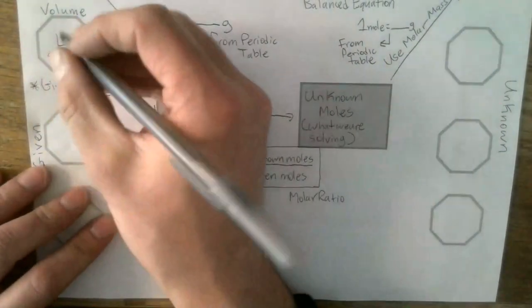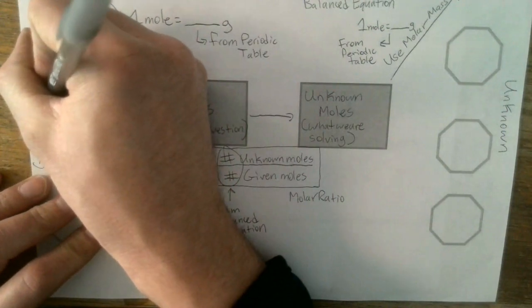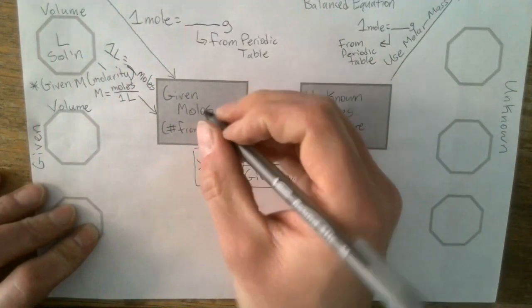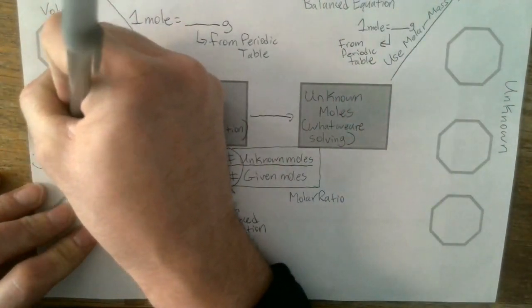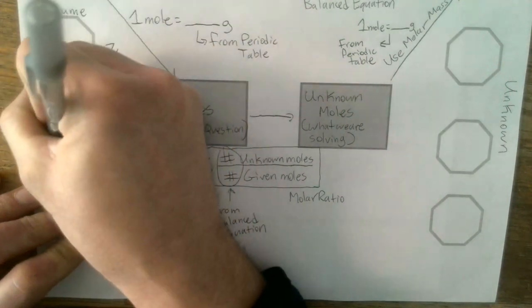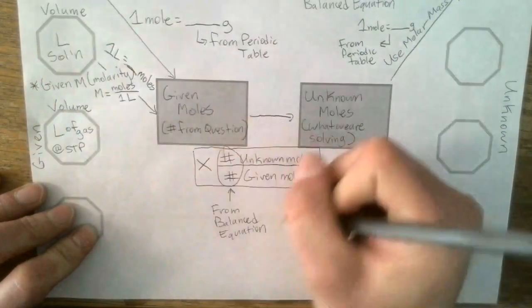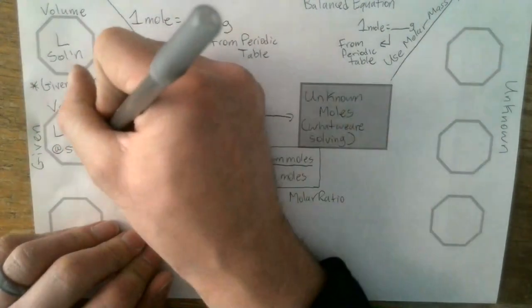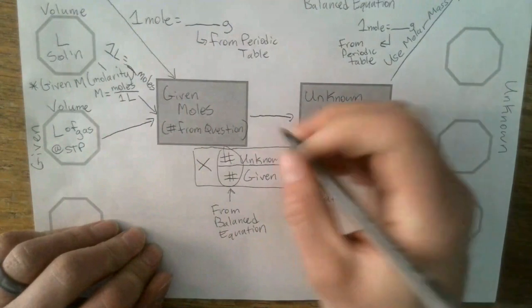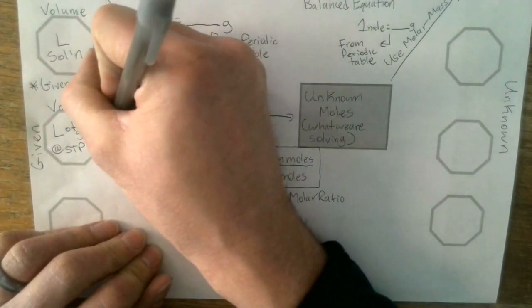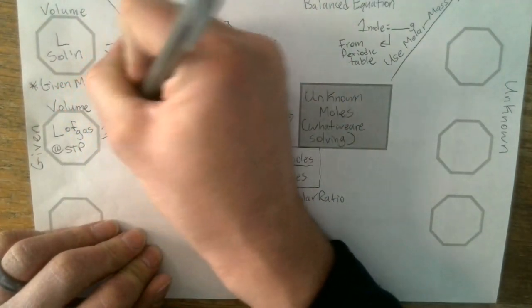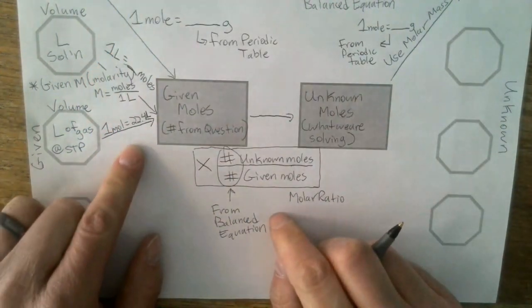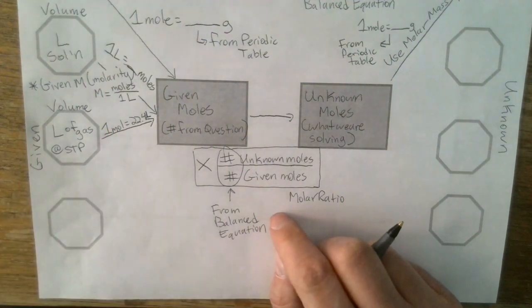So if we look here, okay, we've got another volume. So this is going to be liters of a gas that's at STP, aka what we call standard temperature and pressure. Now, what's nice about that is that the conversion factor is really easy. It's that 1 mole equals 22.4 liters. So 1 mole equals 22.4 liters.